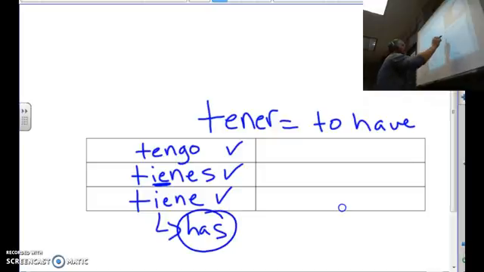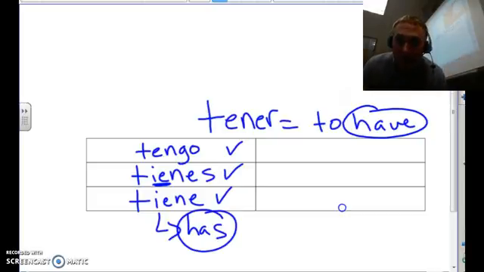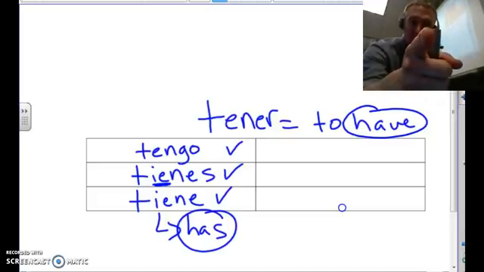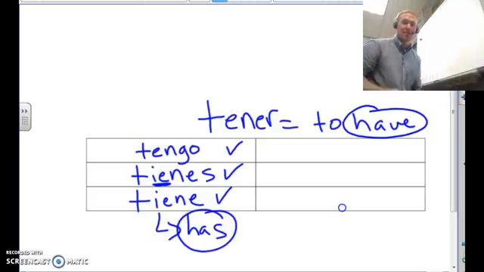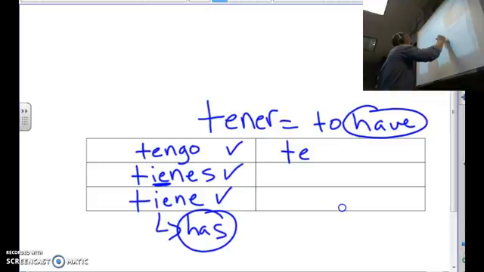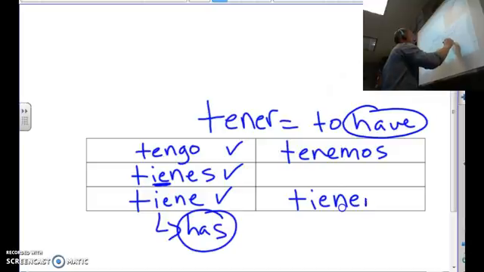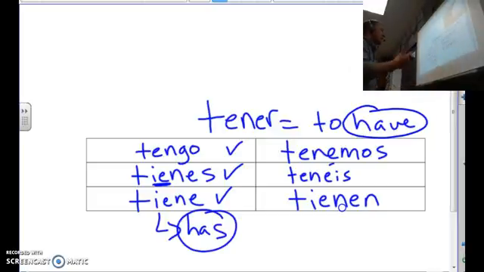And has and have are the same verb in English, but we conjugate in English. I have, you have, he or she has. Then we have, tenemos, they have or you guys have, tienen, y para los españoles, tenéis. That's the verb to have. We've seen it since Octubre. It should be in your brain.